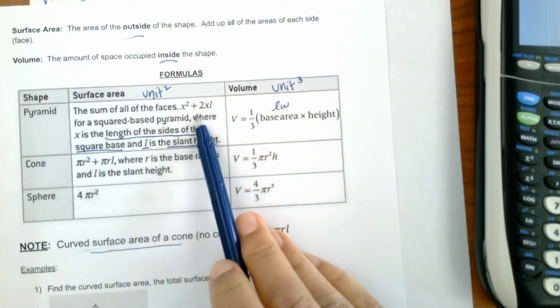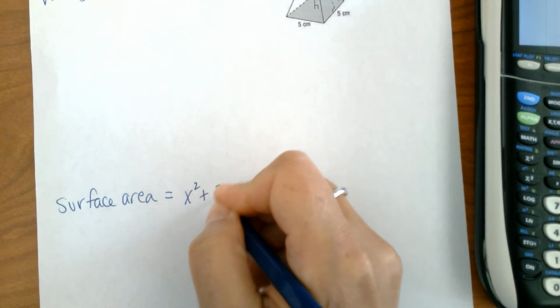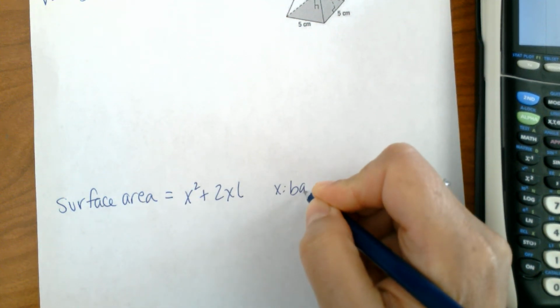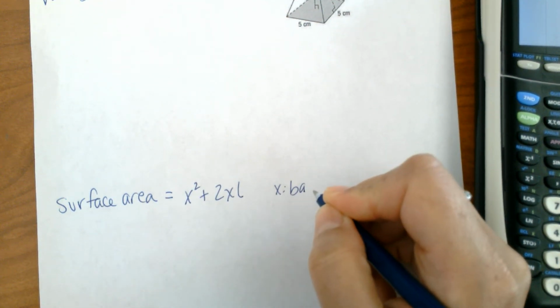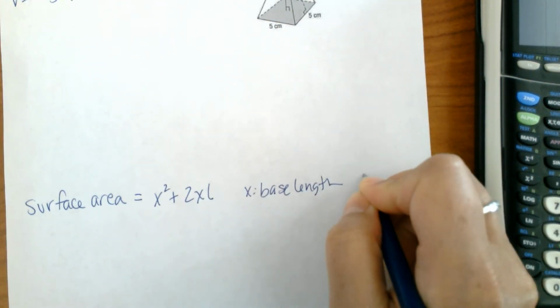And surface area, if we look on our little chart, pyramid, surface area, x squared plus 2xl, x squared plus 2xl, where x is your base length. And remember, L is slant height.